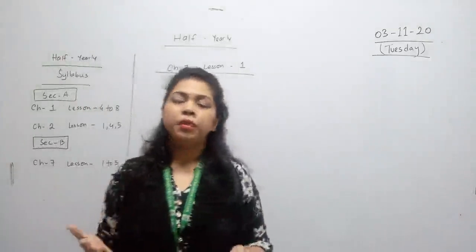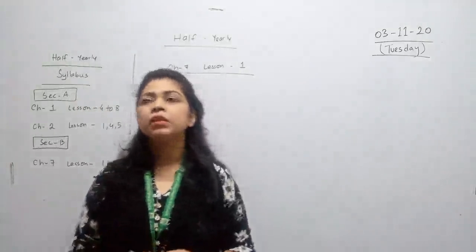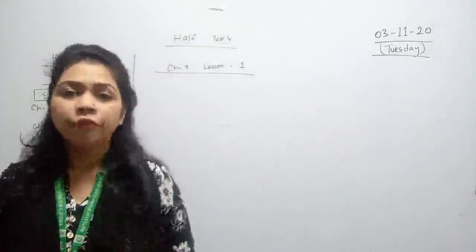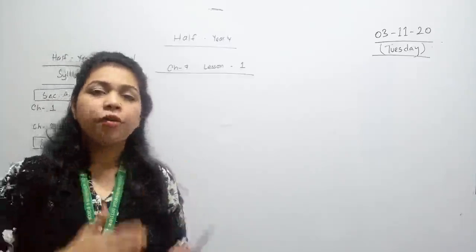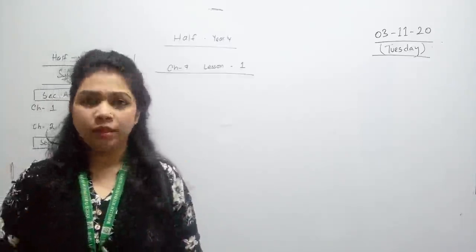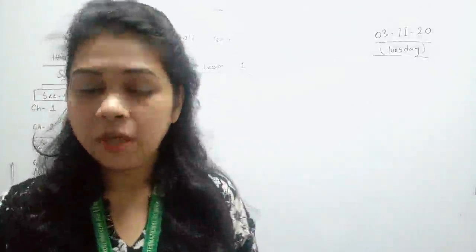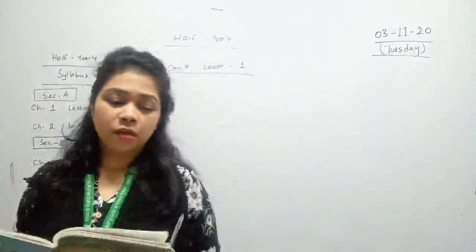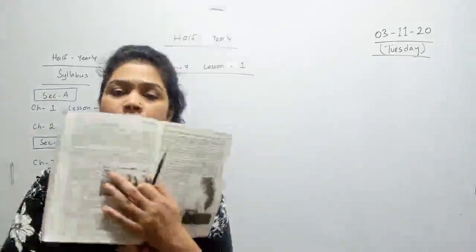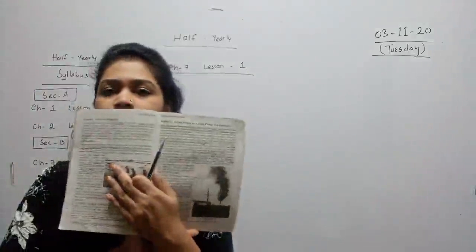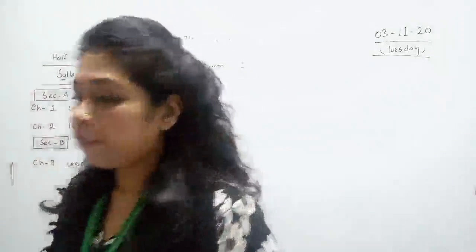You can also read the chapter for the unseen part, but I prefer the things that I am focusing on in the class, especially the short question answers, lesson wise. You must read them. Okay, then start the chapter. Chapter 7, lesson 1, page number 64. Okay, page number 64.